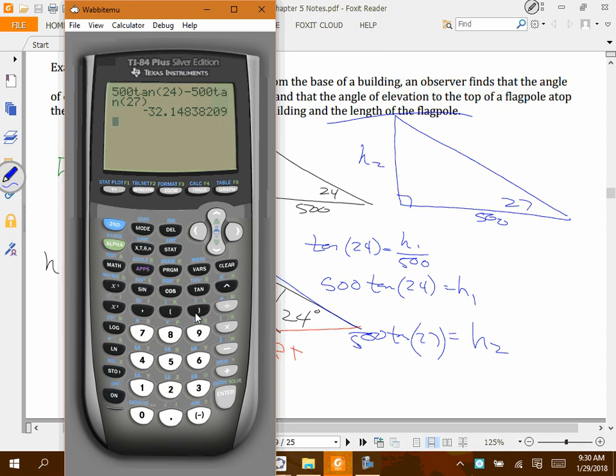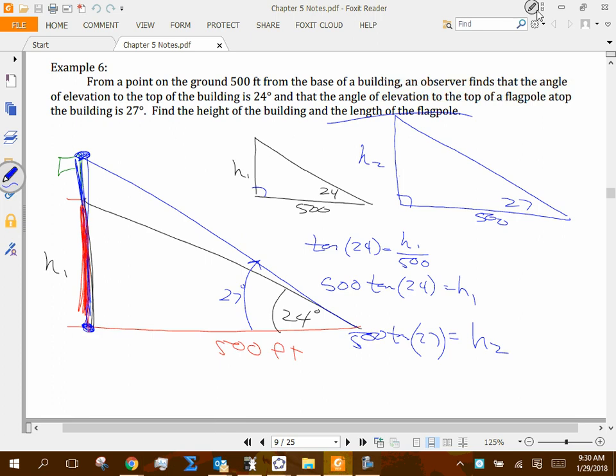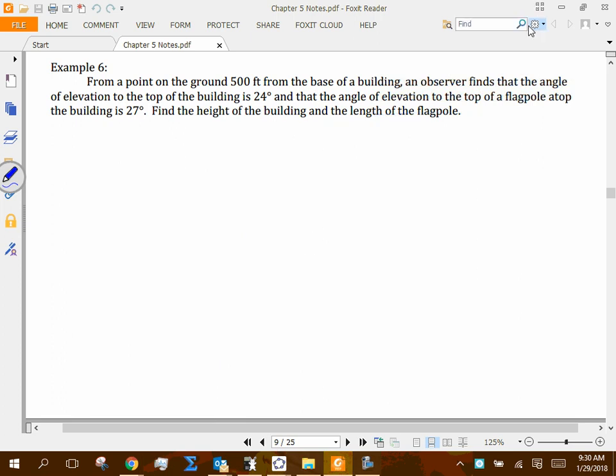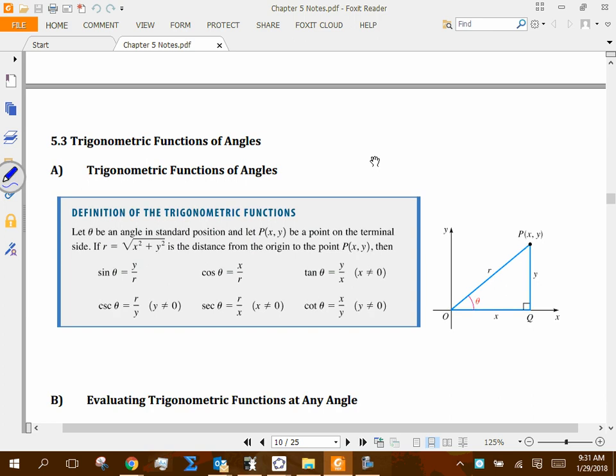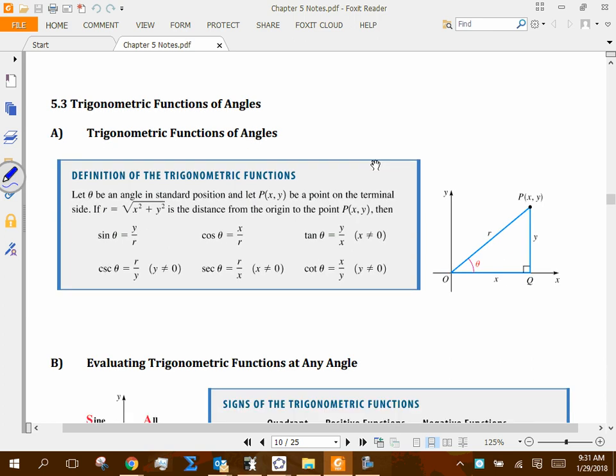So that math is very, very important to us and very useful for measuring things that we can't necessarily get to. It's called indirect measurement. All right, so I think those will help you get through some of the story problems in that section. But I want to move into 5.3. We'll get about halfway through 5.3.